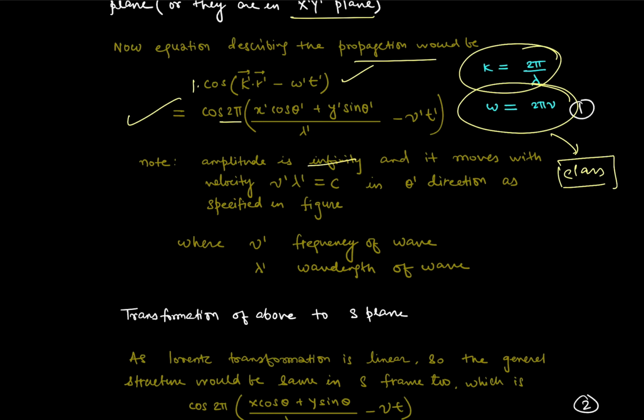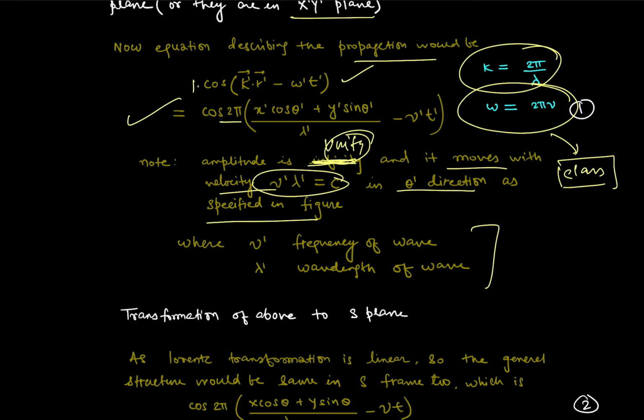Amplitude, I think this is wrong. It is not infinity, it is unity. Okay, we have written it earlier. Amplitude is unity and it moves with the velocity c, which is frequency multiplied by wavelength, in the theta prime direction as specified in the figure. And we know that it is a frequency and lambda prime is the wavelength of the wave.